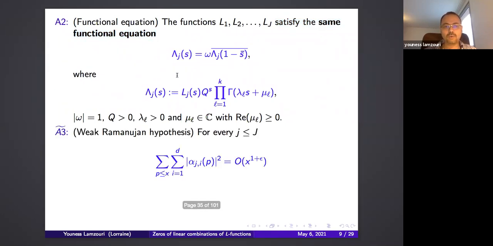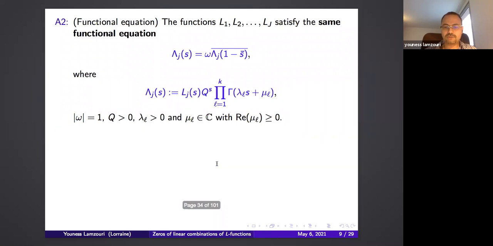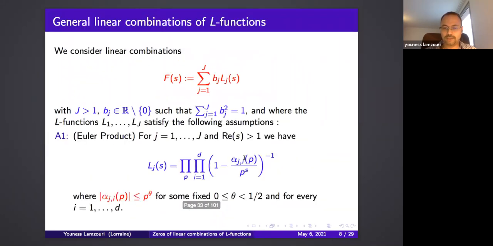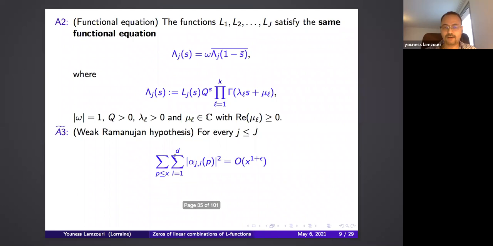And then we would like something that is much weaker than the Ramanujan hypothesis, what we call the weak Ramanujan hypothesis, or Ramanujan hypothesis on average, which tells us that these coefficients, the coefficients that you saw in the Euler product, are big O of x to the epsilon on average. So the sum over p up to x of these guys squared is big O of x to the 1 plus epsilon. So these are standard assumptions.